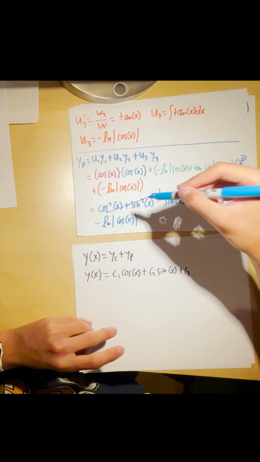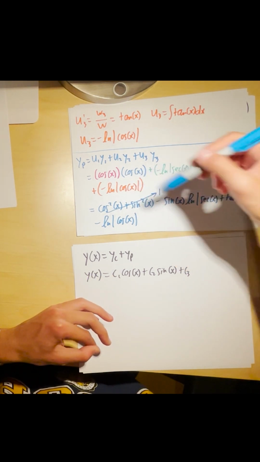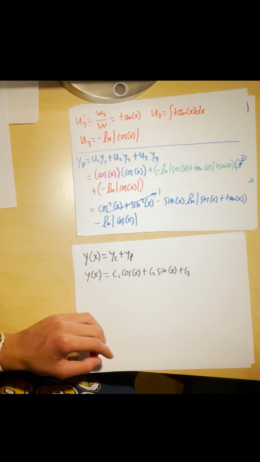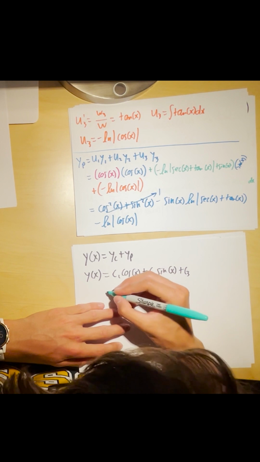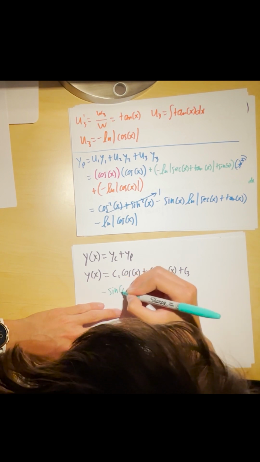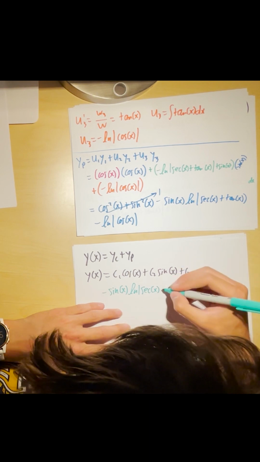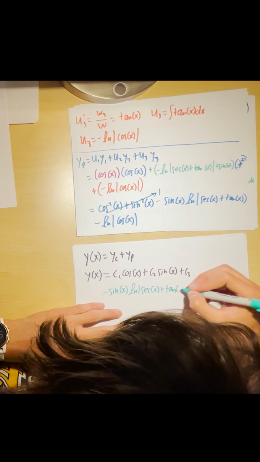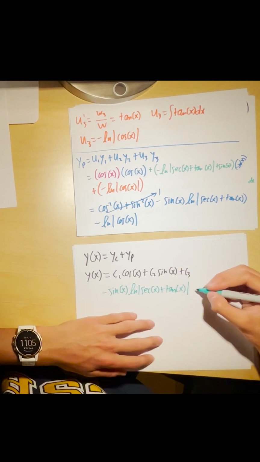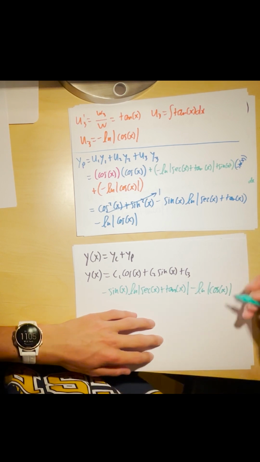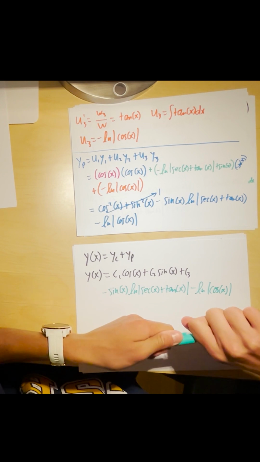So we don't have this cosine squared x plus sine squared x part that we're going to add on, but we do add the rest. And I'll put it in green. Minus sine of x ln secant x plus tangent x minus that ln absolute value cosine x term.